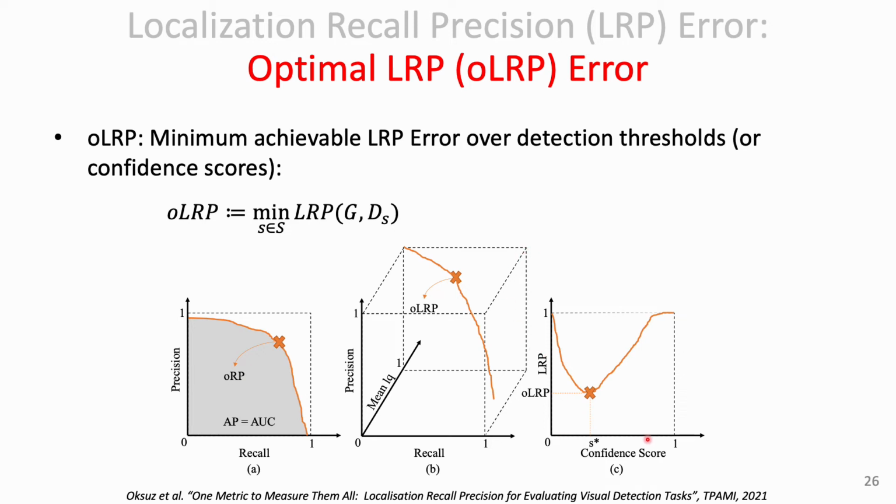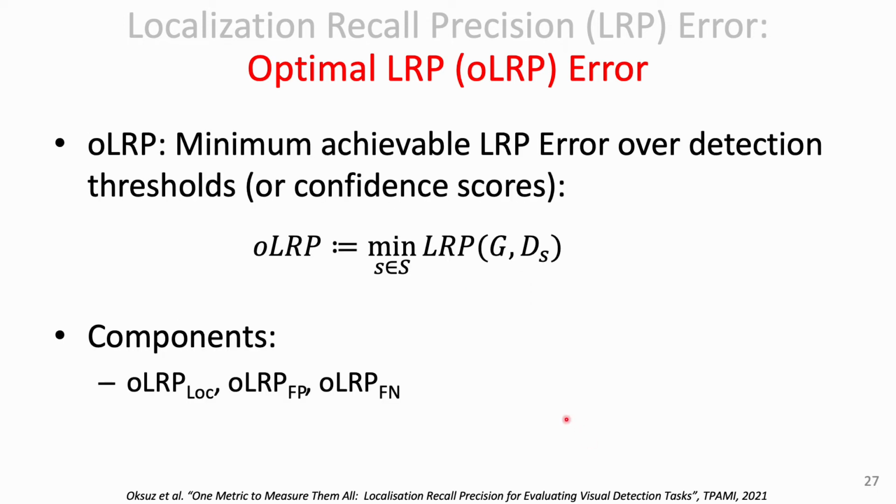In a 1D plot, we can plot confidence score thresholds with respect to LRP values, and optimal LRP is actually this point, the minimum point of this curve. And this score is then the optimal threshold for this detector. Optimal LRP has three components, and looking at these components gives an intuition about the performance of a detector in terms of localization, false positives, and false negatives at its best setting.